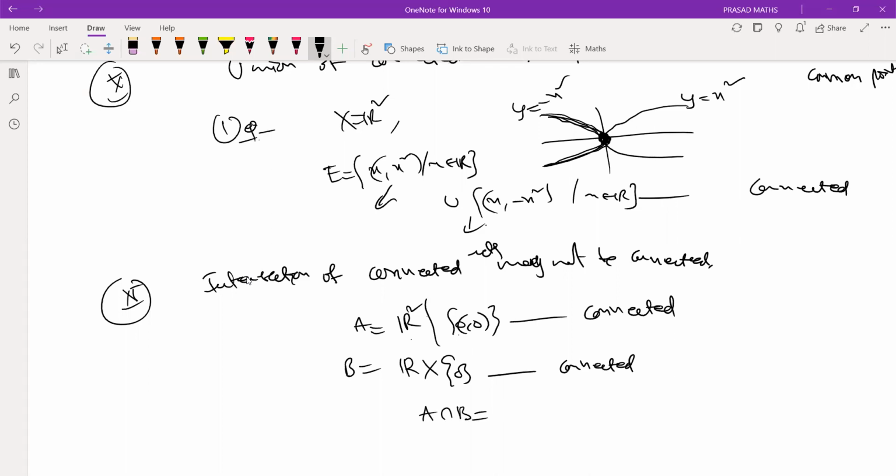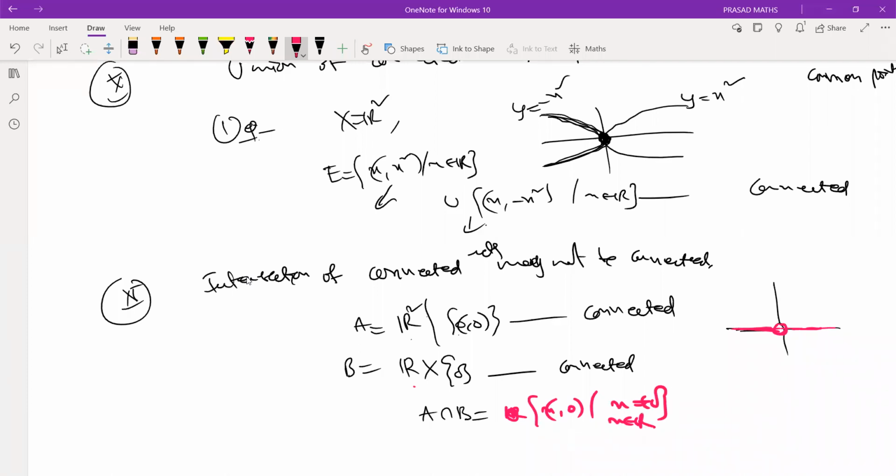What is the intersection? A is nothing but the total plane except 0. My B is the total real line, the total x-axis. So what is the intersection? Anybody? Empty? No, the x-axis. The x-axis except 0. Yes, sir. Except 0, the x-axis. Yes or no? So that means the set of all (x, 0) such that x is non-zero, x is a real number.